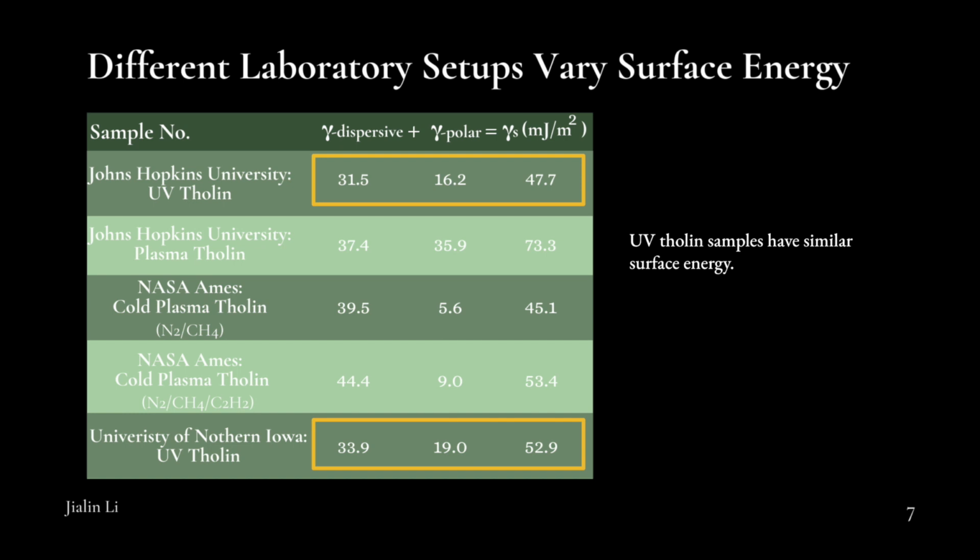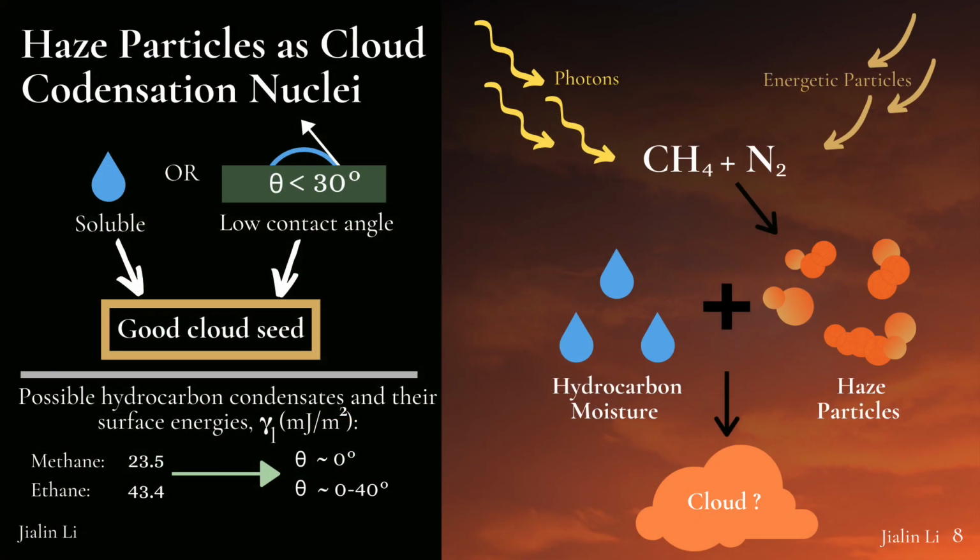Now we have the surface energy of Tholin. What can this mean? Haze particles that remain in Titan's atmosphere can become cloud seeds, or cloud condensation nuclei. The requirement for a good cloud seed is that a material needs to be soluble in the possible hydrocarbon condensates, methane and ethane, or it makes a low contact angle with the hydrocarbon.